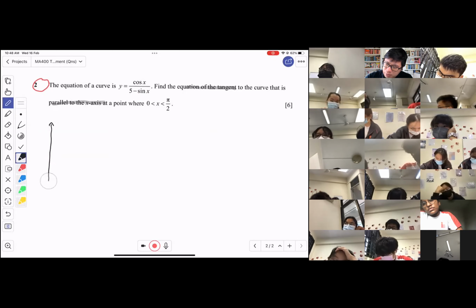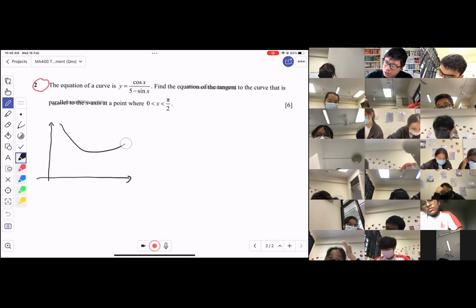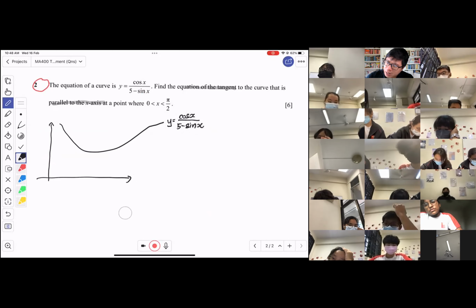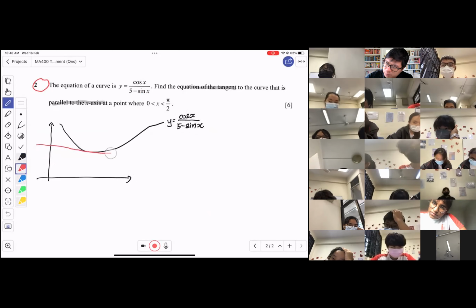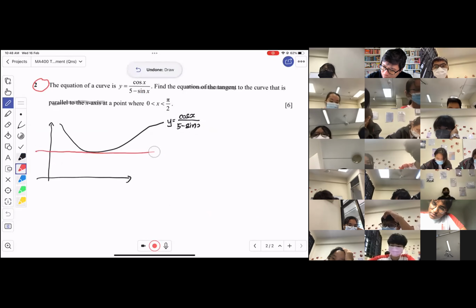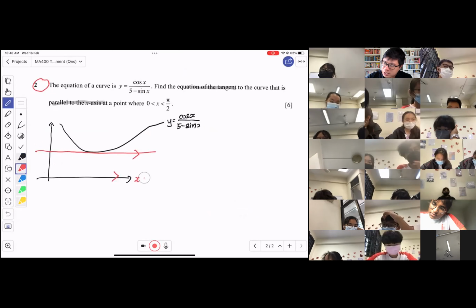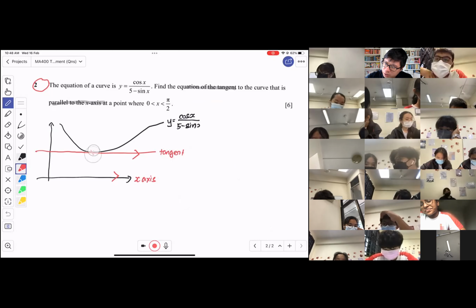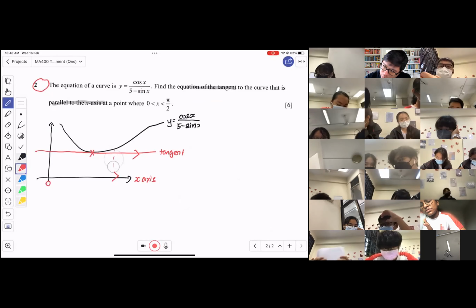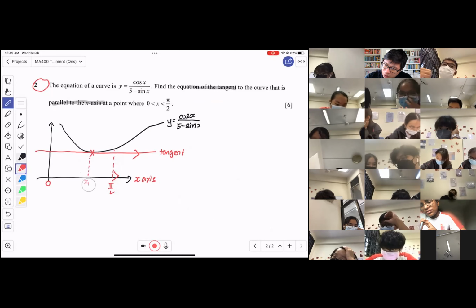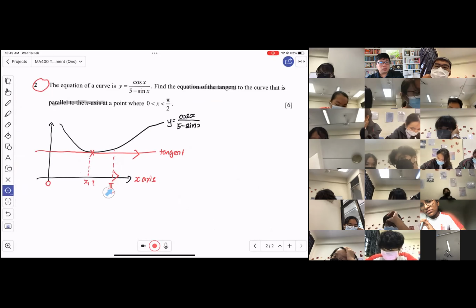If you visualize it, you probably have a curve. The curve maybe looks something like this. Then on the curve, there's a tangent parallel to the x-axis. Sorry, I never draw very well. The tangent looks like that, parallel to the x-axis. So this is the x-axis, and this is your tangent. And there's this point, which is between 0 and probably pi over 2. I don't know what this particular x is, but it's between 0 and pi over 2.